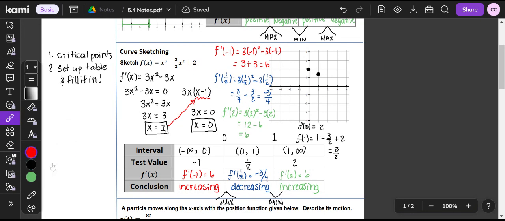All right, and then I can sketch this curve now. I know I am increasing until I hit this point, and then I decrease down to the next point, and then I go back up. So it might look something like that, which makes sense. It's a cubic function.